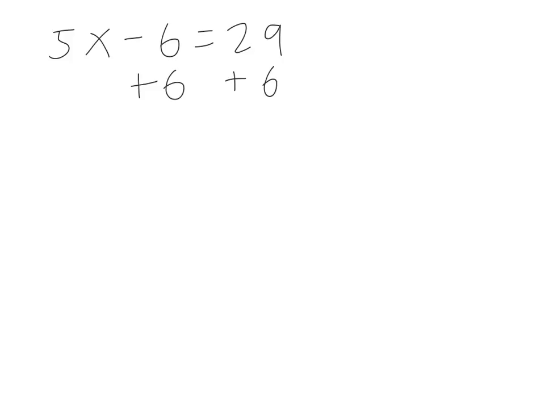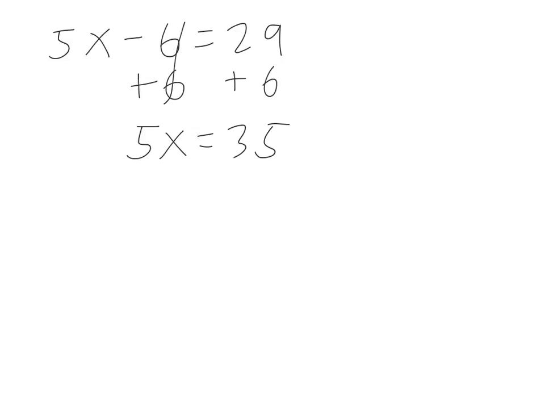So, on the left side, the minus 6 and the plus 6 cancel each other out. So they're now gone. We just are left with 5x on the left side. And on the right side, 29 plus 6 is 35. Now we just have 5x equals 35.